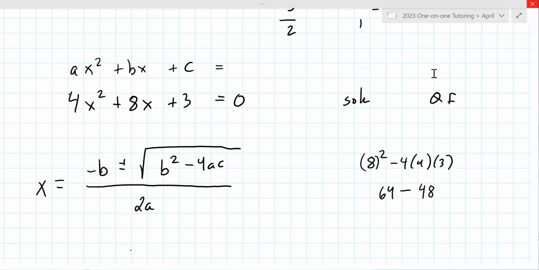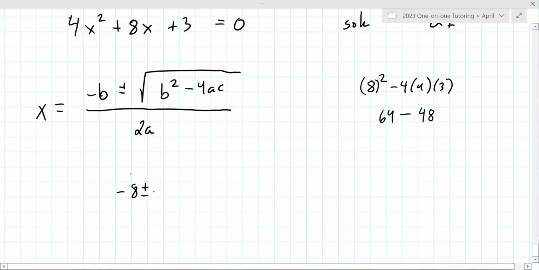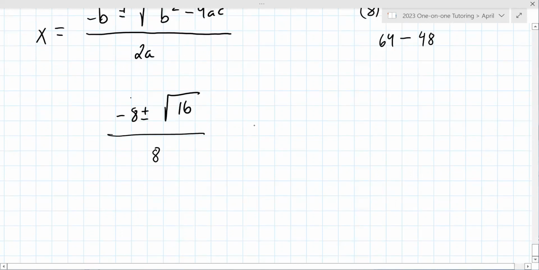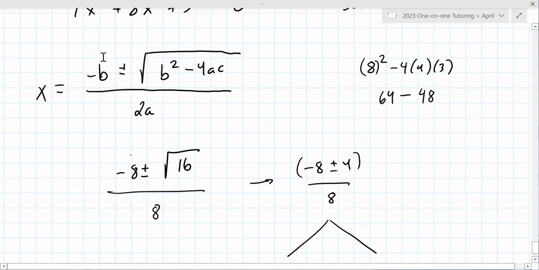Okay, so still not quite hearing what I want here. So it is -8 plus or minus the square root of 16, divided by 8. Okay, what is the square root of 16? 4. So this becomes -8 plus or minus 4 over 8. You have to do what's in the numerator first: -8 plus 4, over 8. I thought the -8 plus or minus was on the other side. It is, yeah. If you go back to the formula, this whole thing is in parentheses. You do the top first.